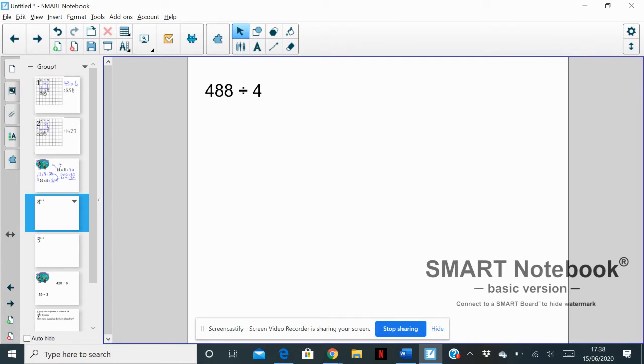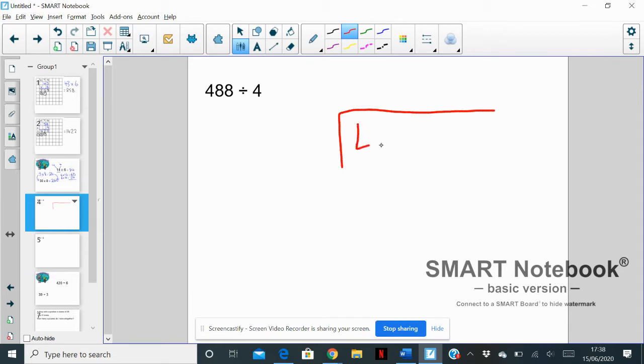Okay, so now we're going to have a look at our methods for division. So here I've got to divide 488 by 4. So I'm going to use my short division method. So I'm going to set it out. I've got 488 and I am dividing by 4.